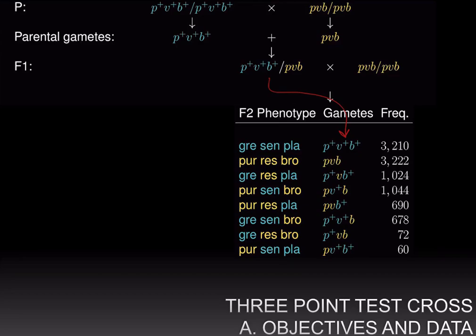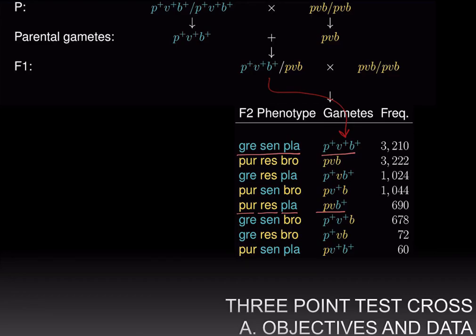For example, if you are P plus V plus B plus, then you will have the dominant phenotype for all the 3 traits. So you'll have green leaves, you will be sensitive to virus, and you will have plain seeds. Whereas if the gamete of the trihybrid individual is PVB+, you will have the recessive phenotypes for the first two traits. So you will have purple leaves and you will have virus resistance, but you will have the dominant phenotype for the third trait, which is plain seeds.